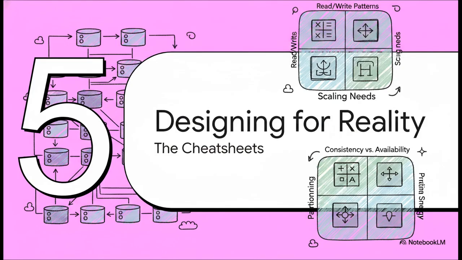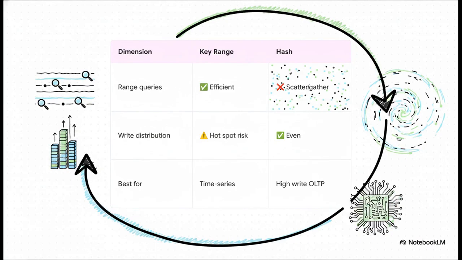All right, so what's really interesting is how all these complex trade-offs come together in the real world. So let's look at two key decision matrices that basically summarize everything we've just talked about. First up, choosing your primary partitioning strategy. As you can see, the choice is totally driven by your query patterns. If you're doing a lot of range queries, like fetching all sensor data from the last hour, key range is your best friend. It's incredibly efficient. But if your main goal is to handle a massive volume of individual writes, like on a high-traffic OLTP system, then hash partitioning is the way to go, because it guarantees that load will be spread evenly.